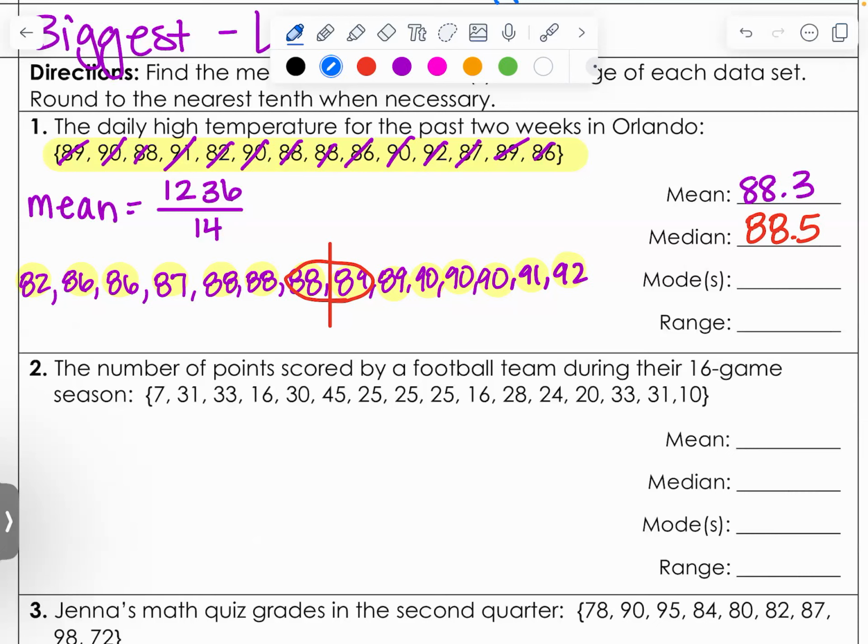Now, what number appears the most? Oh, no. 88 appears 3 times. So does 90. So 90. Okay. Drew, what would the range be? Our range would be 10 because we would take 92 minus 82.